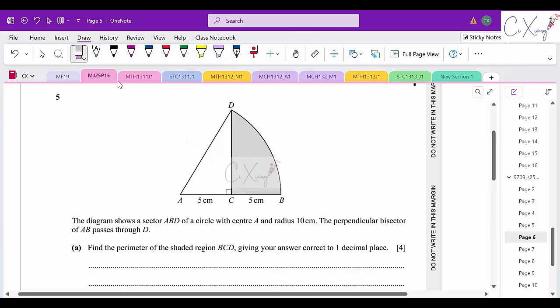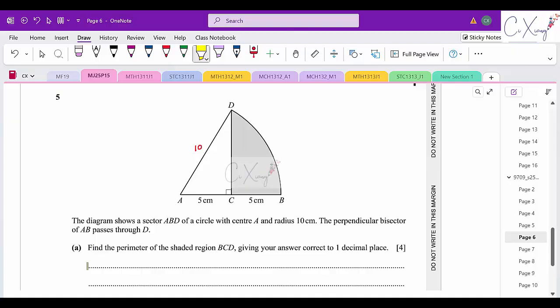Okay, and now this is the radius. Now they say that the perpendicular bisector of AB pass through the D. They are explaining this line here, okay, the perpendicular bisector for AB. Therefore, you can see that AC is a 5, AD is a 5, CB is a 5.